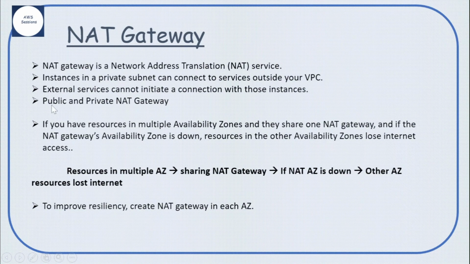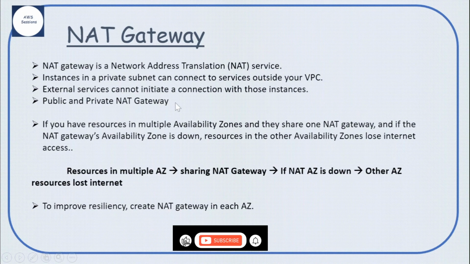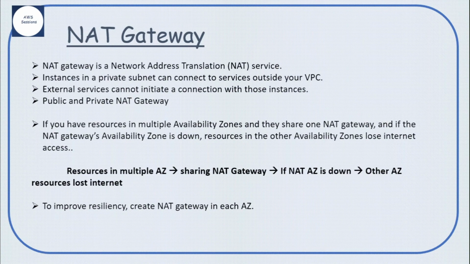There are two types of NAT gateway, public and private NAT gateway, and I'll be covering the difference between these in coming slides. NAT gateways are created in an AZ. So if you have resources created in multiple AZs that are sharing a common NAT gateway, and one of the AZs is down, that means the NAT gateway is also down, and then the other AZ will not be able to connect to the internet or other services. To avoid this scenario and to improve resiliency, you have to create a NAT gateway in each AZ. So as long as an AZ is up and running, you are able to talk to other services and connect to the internet.